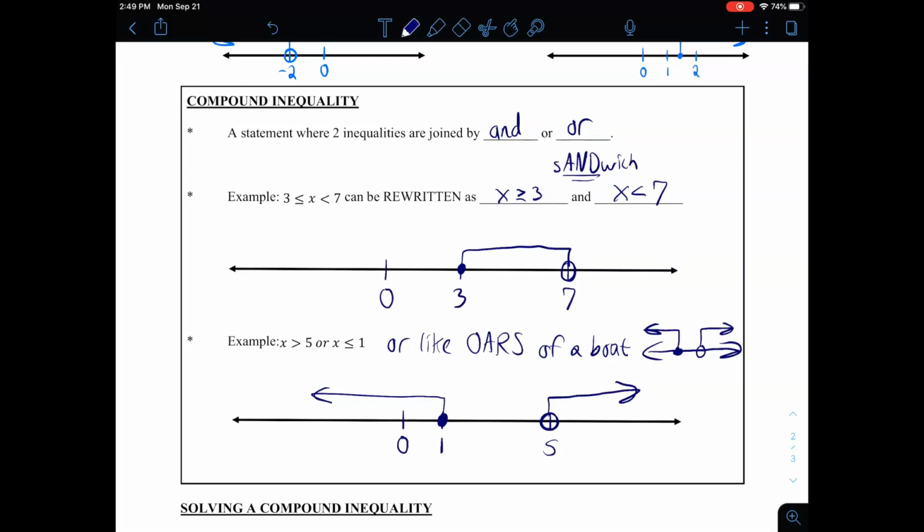But these numbers, like 2, let's check 2 for a second here. So we have 2. Is 2 greater than 5 or no? It is not. Is 2 less than or equal to 1? It is also not less than or equal to 1. So that's why we didn't shade in the middle. The shading represents solutions. It represents which numbers will work in these inequalities. Okay?